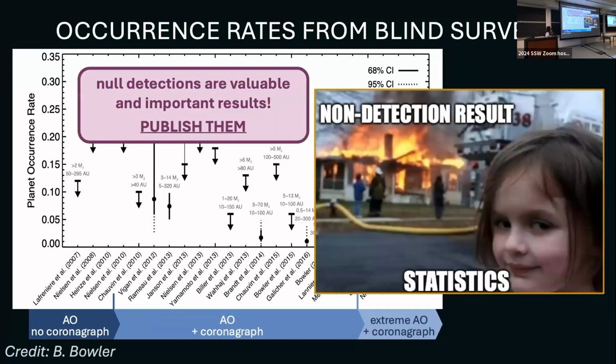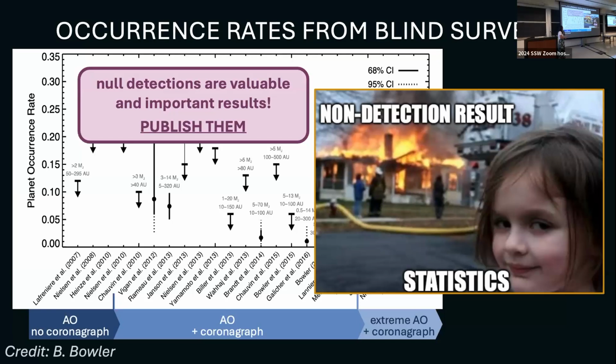So I also want to take this chance to highlight that there are many null detections in what I've been showing you. So all the down arrows are null detections, surveys that have no planets discovered in them. I know non-detection results are not the sexiest thing, but they're still really valuable. So please publish your null detections. They're really important science results.